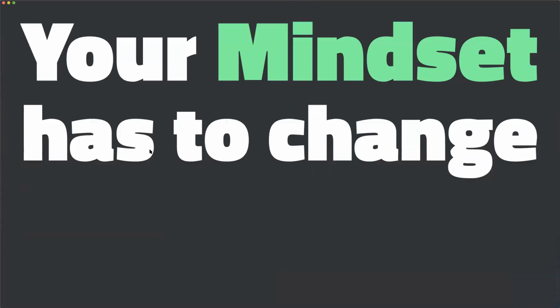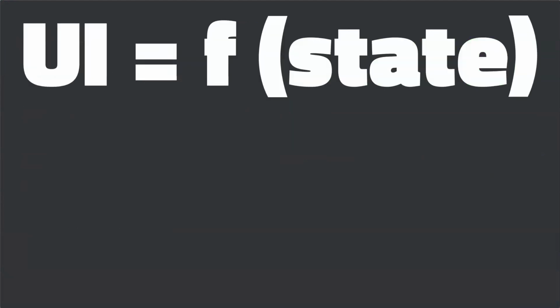So let's talk about mindset changes. We've kind of gone through the pros and the cons, and so we all have somewhat of an idea of how those are different. But let's go see why SwiftUI is a little different and why some people don't want to learn. So we have UI equals f(state), and this is: the user interface in SwiftUI is a function of its state.